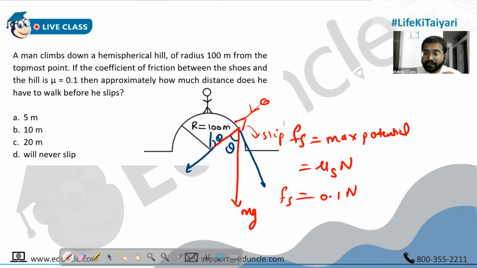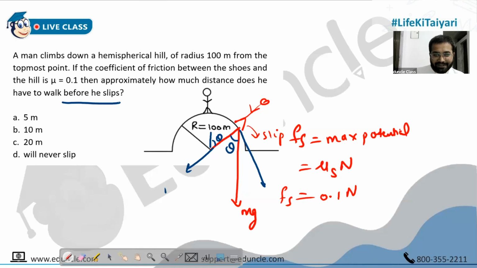Sir, here also the guy will slip. So why then are we taking it as static friction? And why then should we take it as kinetic now because it has started slipping? No. The point is, at what distance, until what distance will he walk before he slips. So just before he slips, it means friction reached its maximum value, no? And now he is going to slip.